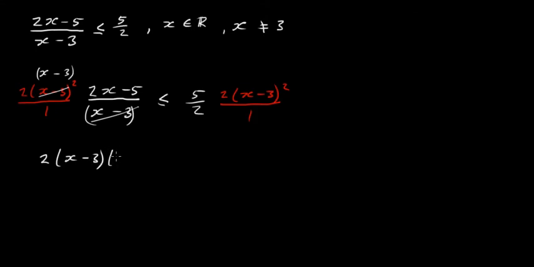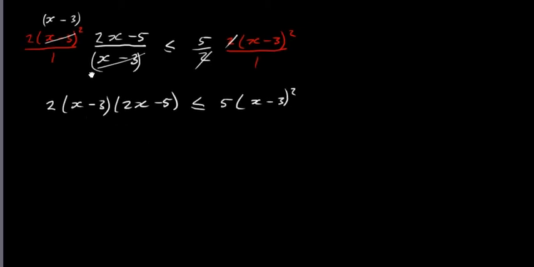And then we're left with 2x − 5. On this side then, this 2 here will divide into this 2 here, so that will just become 1. So we'll end up with 5 times (x − 3) squared. So you can see here we've ended up with an inequality, but we've gotten rid of these denominators. We've no more fractions here. Okay, so let's continue on.